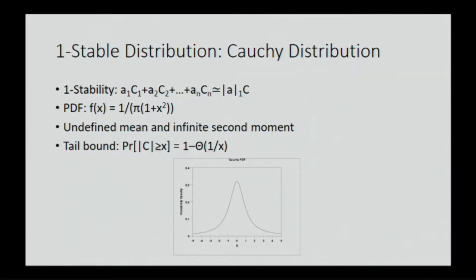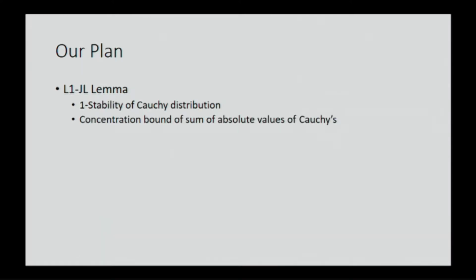Okay, so what can we do with these? So if we try to follow this recipe that we had for L2, we have the 1-stability of the Cauchy distribution. Then we could try to get some kind of concentration bound on the sum of absolute values of Cauchys. Right? This would be the analog of the concentration for the sum of squares of Gaussians.